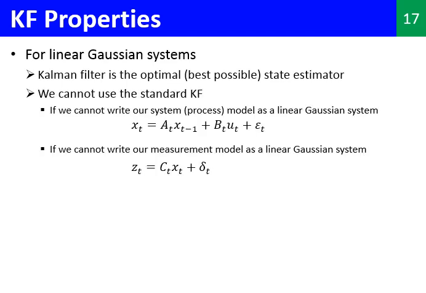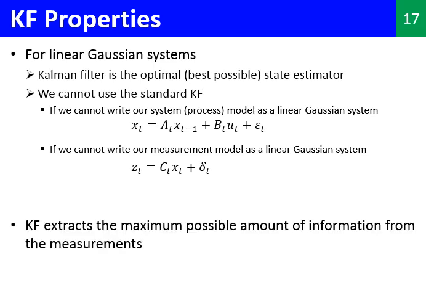Even though the standard Kalman filter is the optimal state estimator for linear Gaussian systems, and it is very attractive as well, we might not be able to use it unless we have these two models satisfied. That is, we should have a linear Gaussian model for state transition, and we also have a linear Gaussian measurement model as well. And finally, the Kalman filter extracts the maximum information possible from the sensor readings for state estimation. In fact, it is why the Kalman filter is the optimal estimator.